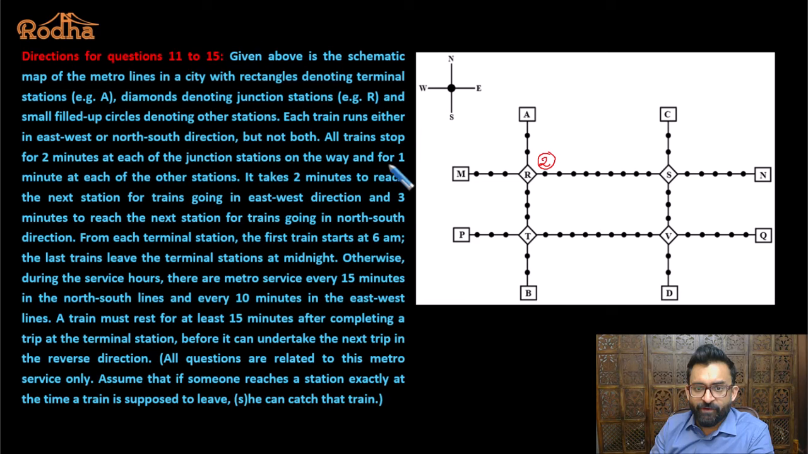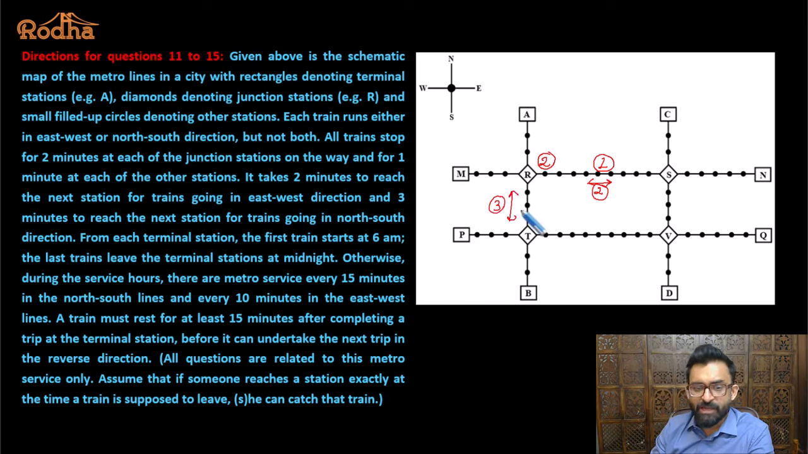On the way and for 1 minute at each of the other stations. Okay. It takes 2 minutes to reach the next station for the train going in the east-west direction, and 3 minutes to reach the next station for the train going in the north-south direction. So that is 3 minutes.